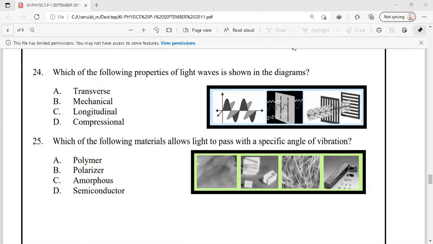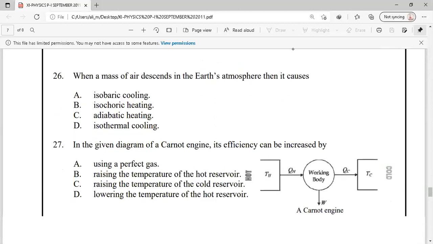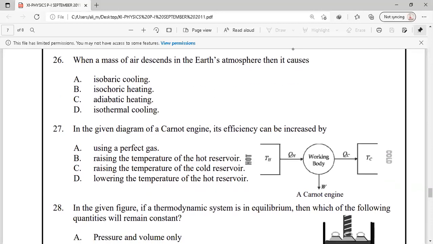Let's come to our question number 26. When a mass of air descends in Earth's atmosphere, then it causes. So the correct answer for this question number 26 is option C, that in the Earth's atmosphere, adiabatic heating occurs when the air mass descends.